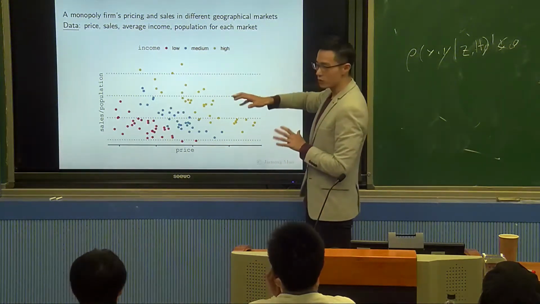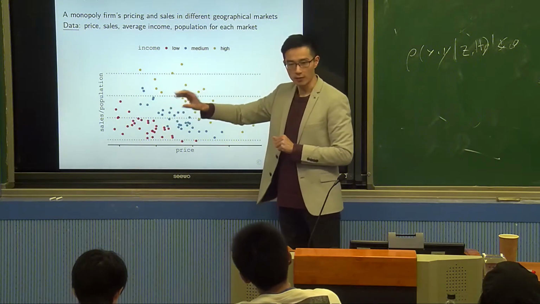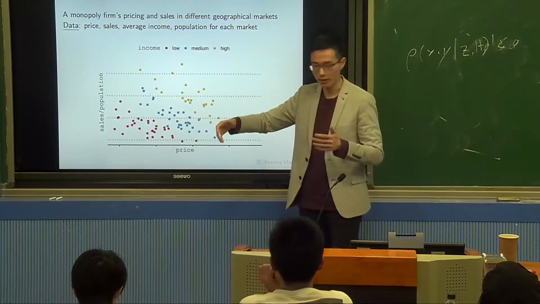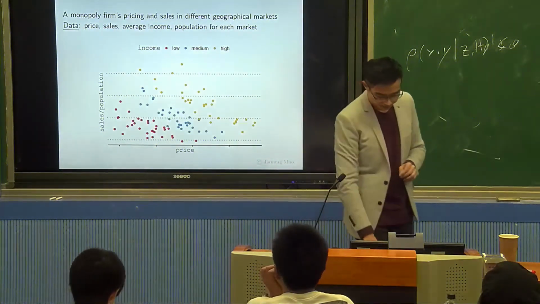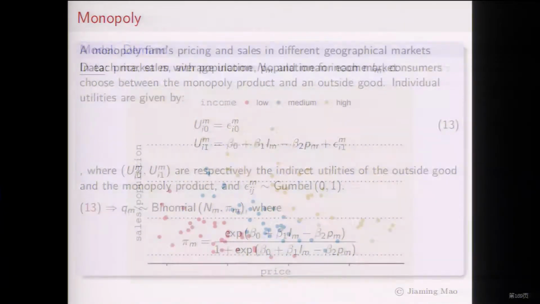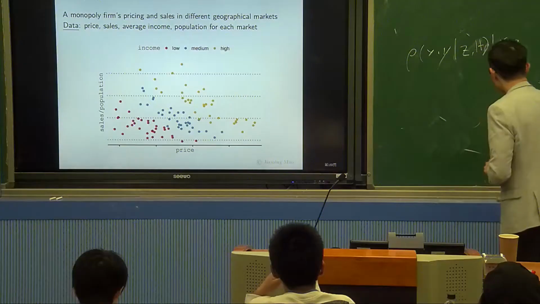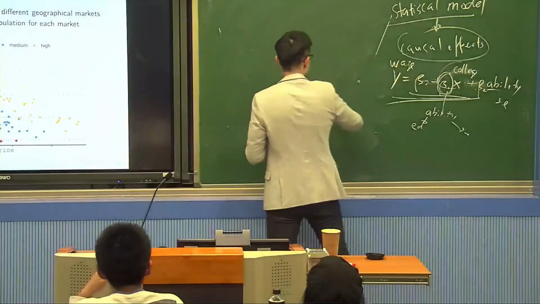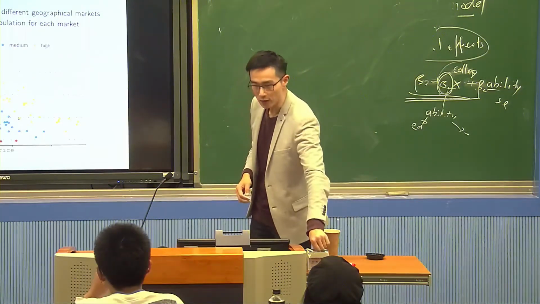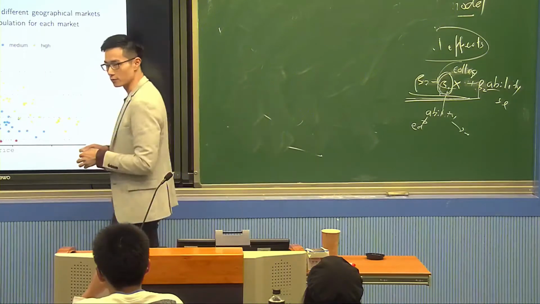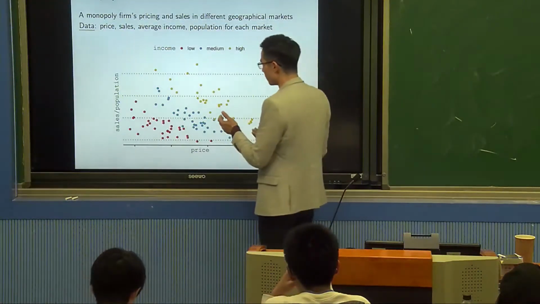Now, we assume that these data come from the sales of a monopoly firm. Right? So a big firm that dominates the market, and in different markets, it charges a different price, and it has different sales. Okay? All right. So, what can we learn from this data? First of all, if we simply fit a statistical model, or if we do the reduced form approach, where we study the relation between different variables causally, what can we do?